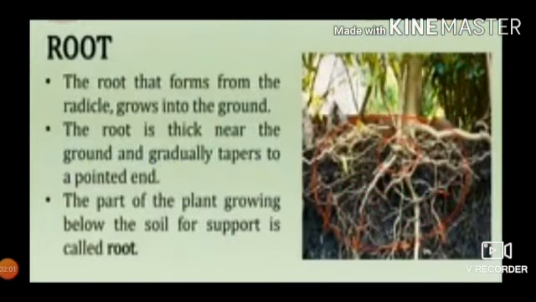Roots. The root that forms from the radicle grows into the ground. The root is thick near the ground and gradually tapers to a pointed end. The part of the plant growing below the soil for support is called roots. Roots are an organ of a plant. It lies below the surface of the soil. Roots can be aerial or aerating.